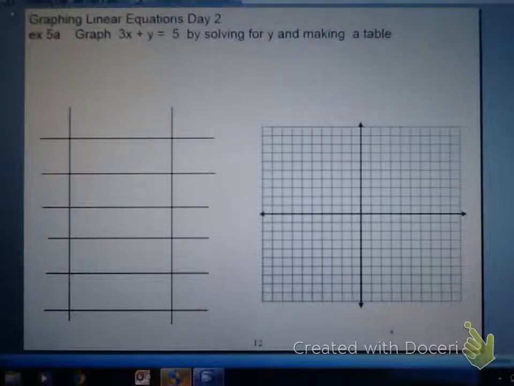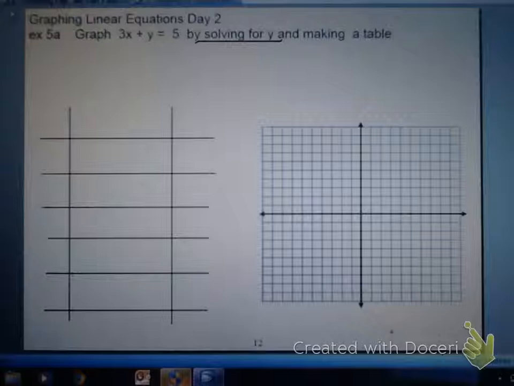Graphing linear equations, day 2 or part 2. We're going to learn how to graph today by making a table. But before you make a table, you must solve for y. So that means I want to get y by itself.